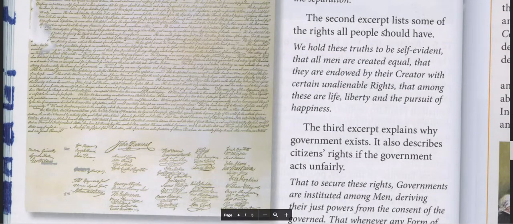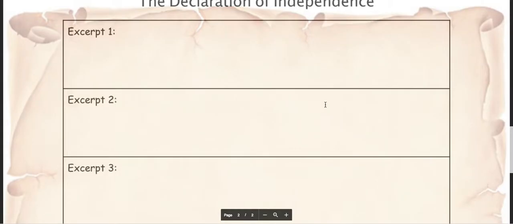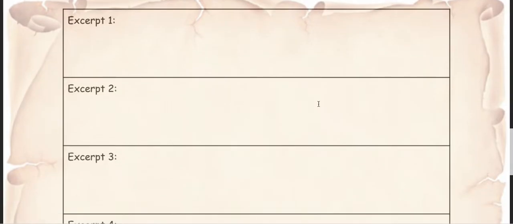The second excerpt lists some of the rights all people should have. We hold these truths to be self-evident, that all men are created equal, that they are endowed by their Creator with certain unalienable rights, that among these are life, liberty, and the pursuit of happiness. Go back to your glossary, talk to your neighbors, and translate Excerpt 2 into sixth grade words. You can pause this and do that now.